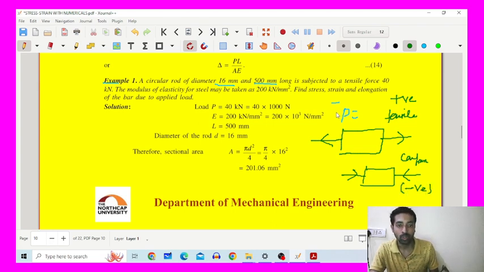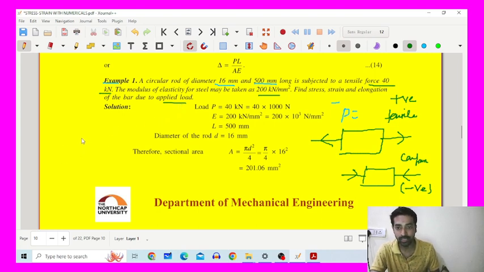Now, in the question it has already been mentioned that a tensile force of 40 kilonewton has been given. The modulus of elasticity for steel can be considered as 200 kilonewton per mm square. Find the stress, strain and elongation of the bar due to the applied load. So the question is very simple.